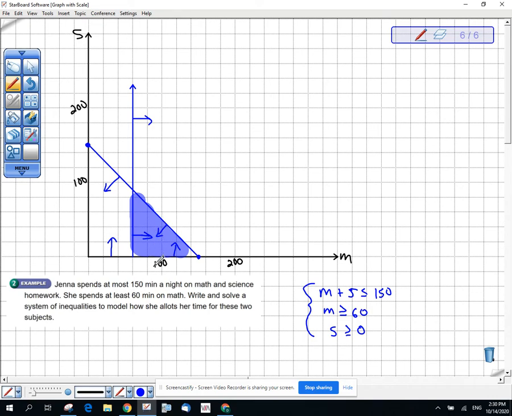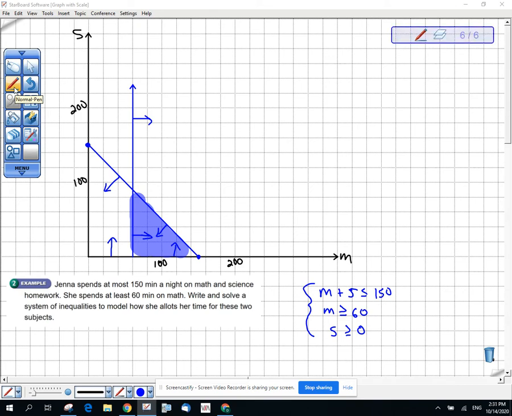Could she spend 90-70? 90 minutes on math, 70 minutes on science? No, because 90 minutes on math would be okay because that's greater than the 60, but also spending 70 in science would be 90 plus 70, which is 160. It's got to be less than or equal to 150. And notice that 90, 70 is not in the shaded region. That's why. Okay? So basically, again, the shaded region would be all the possibilities that work for this situation.